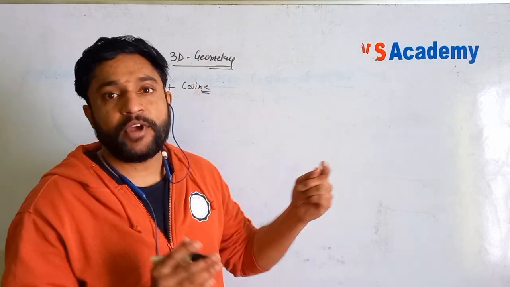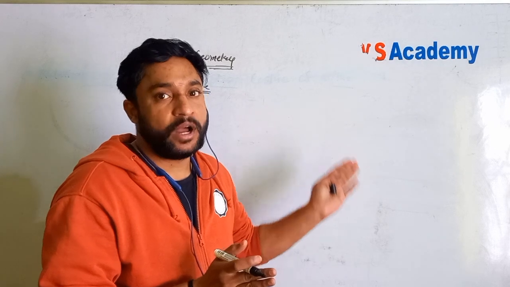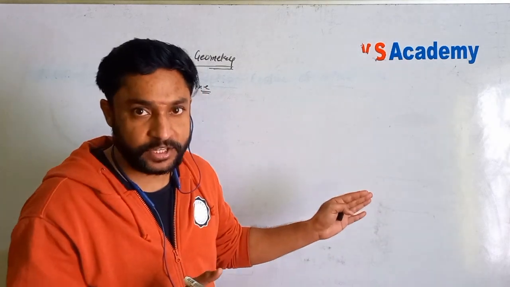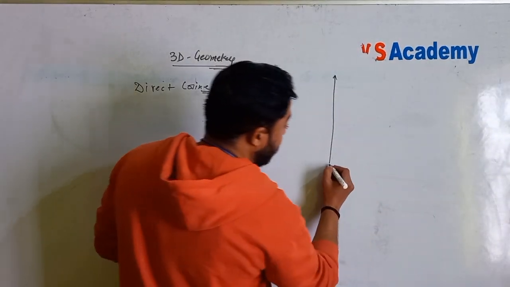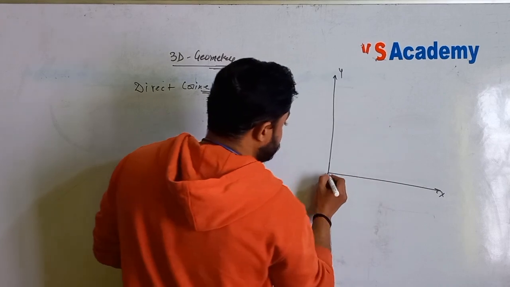It means that if I have a line which makes angles alpha, beta, gamma with the positive direction of the x-axis, y-axis and z-axis respectively, then cos alpha, cos beta and cos gamma are called direction cosines.